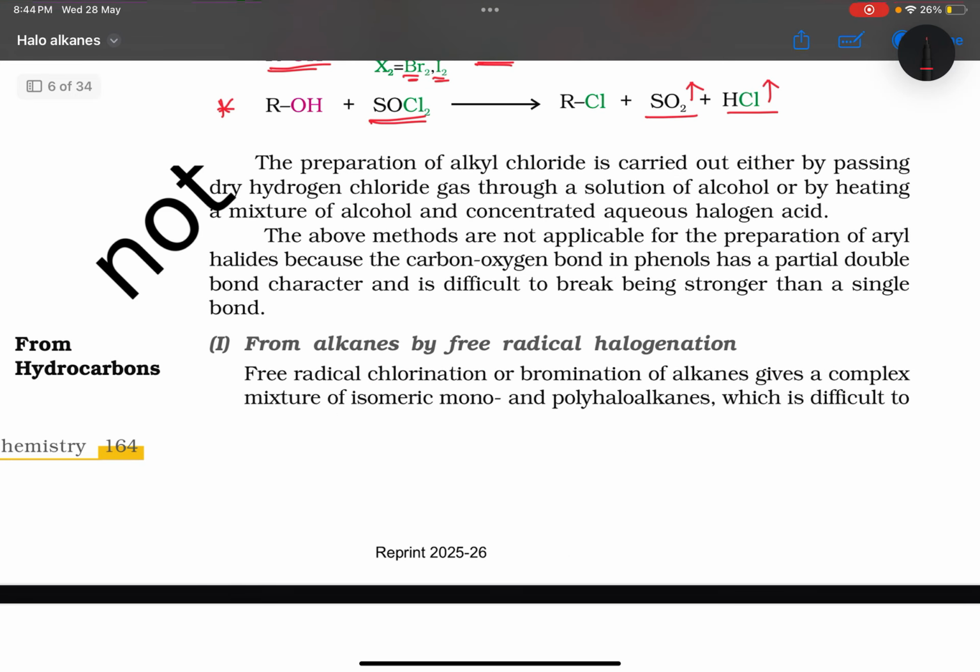The preparation of alkyl chloride is carried out either by passing dry hydrogen chloride gas through a solution of alcohol or by heating a mixture of alcohol and concentrated aqueous halogen acid. Okay.